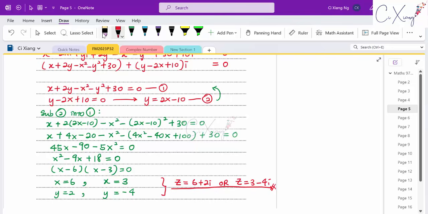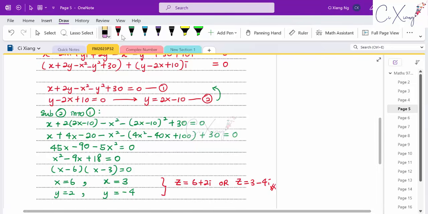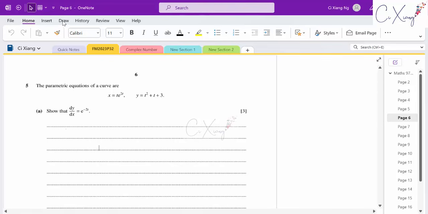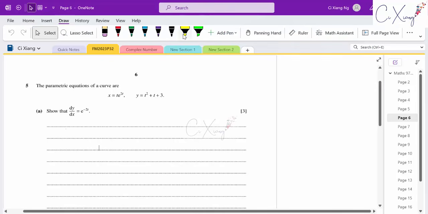Okay, so we are actually having two values or two answers for the complex number z. So this is how we solve question number 4. Now we are at question number 5.